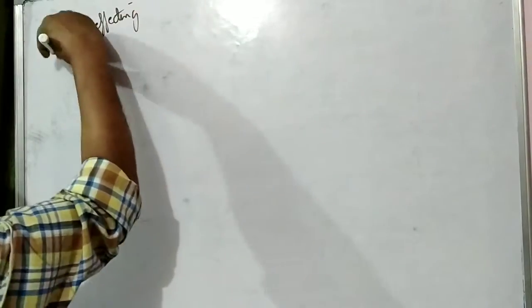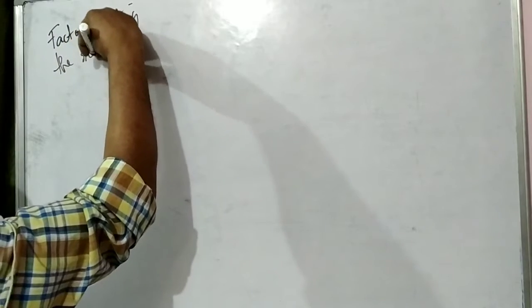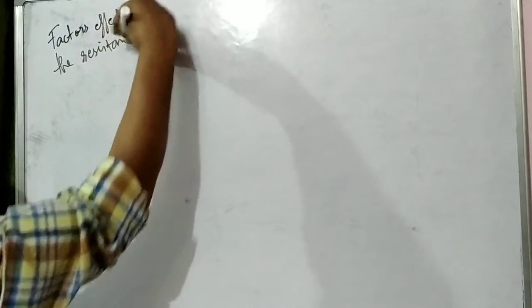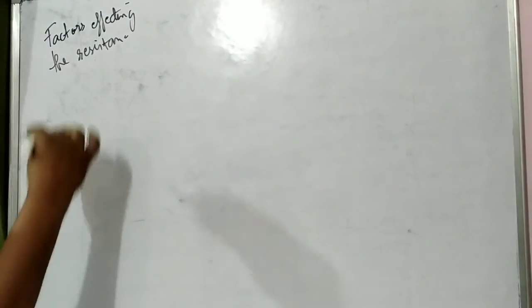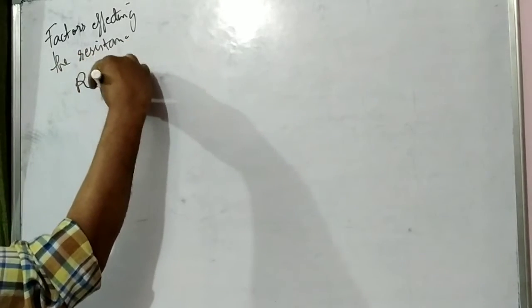Factors affecting resistance. The resistance R is directly proportional to the length of the conductor. First, it depends upon the length. More will be the length, more will be the resistance.